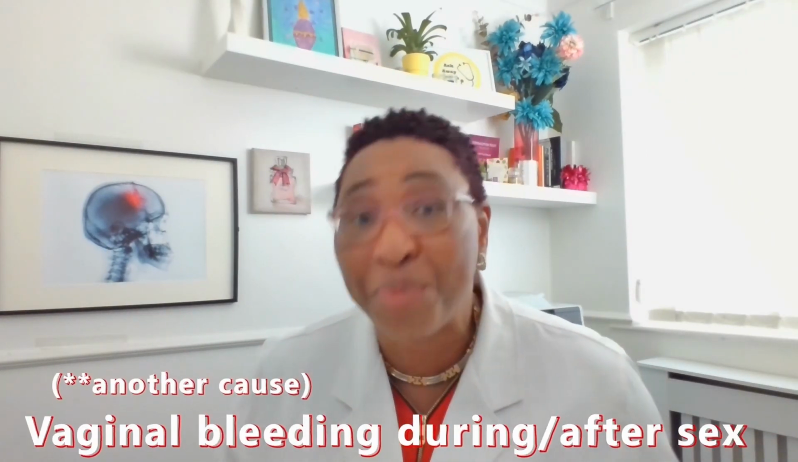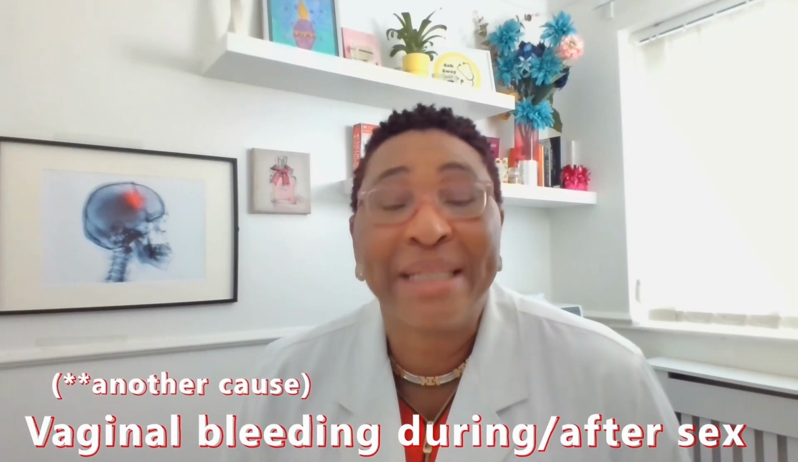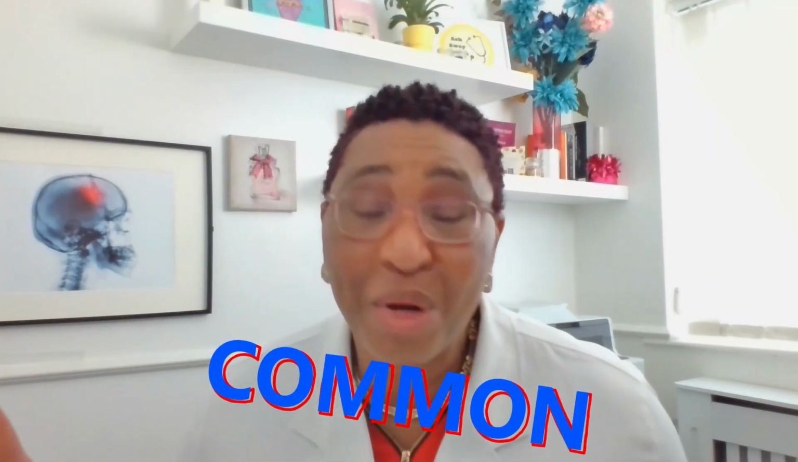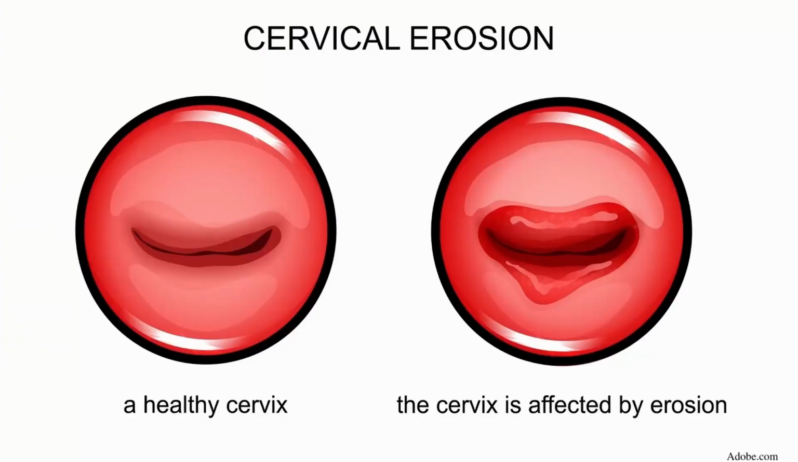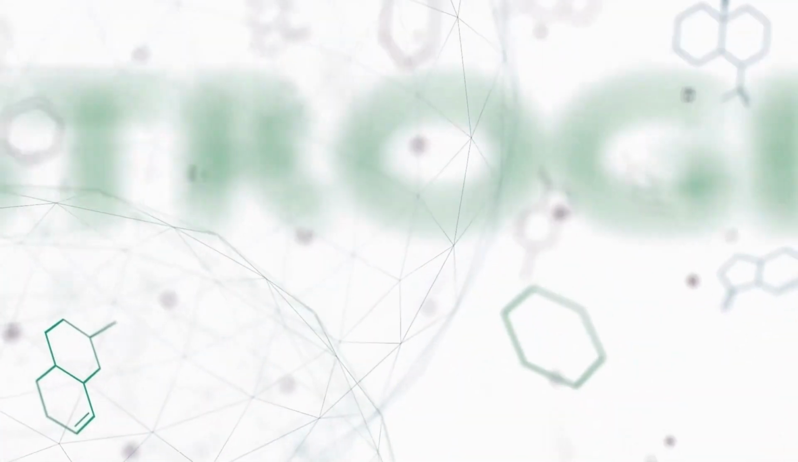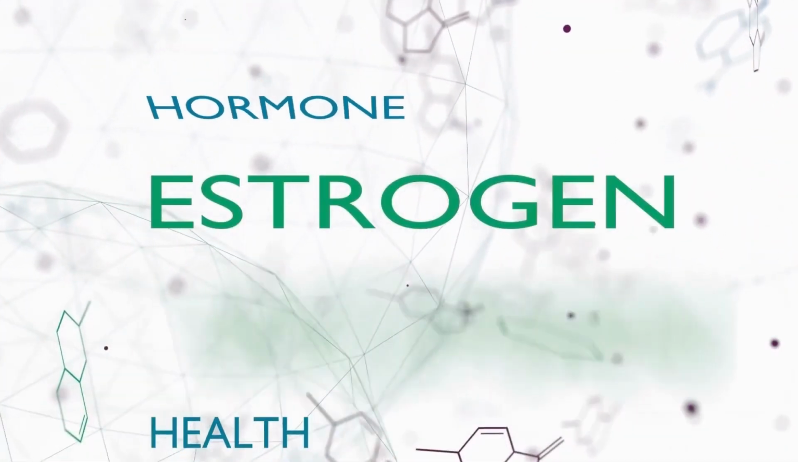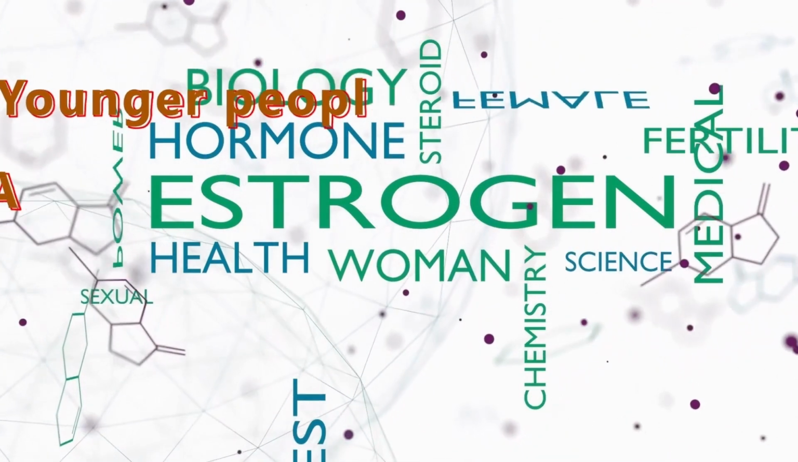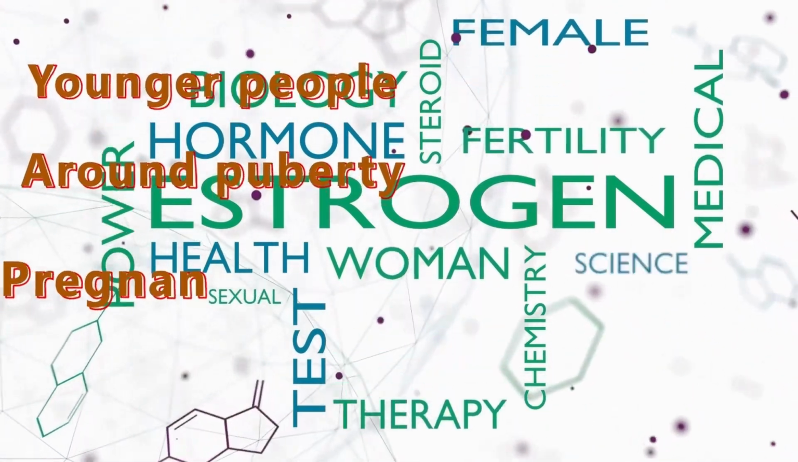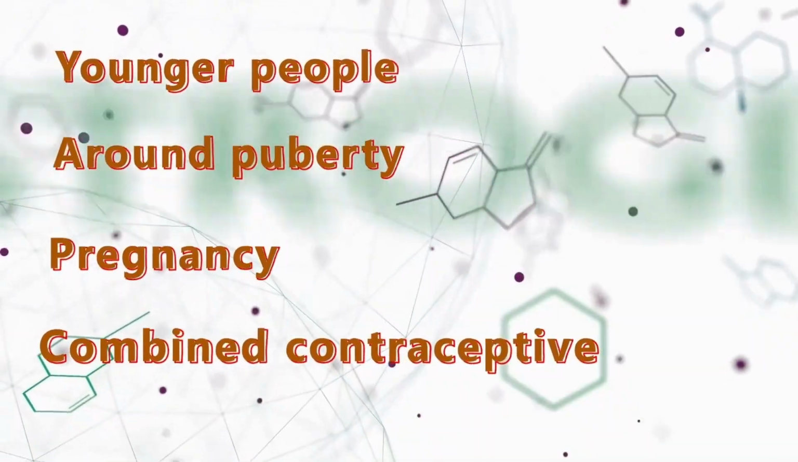You'll often not realize that you have a cervical erosion, but it can cause vaginal bleeding during or after sex. It's a common problem and it's harmless, and your doctor recognizes it when we look at the cervix through a vaginal examination using a speculum. In terms of what causes it, we think it happens from hormonal changes. So we often see it in younger people, those who are going through puberty, if you're pregnant, or while using the combined contraceptive pill or combined contraceptive method.